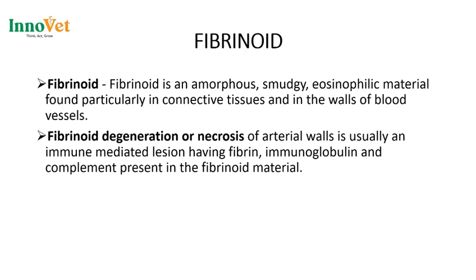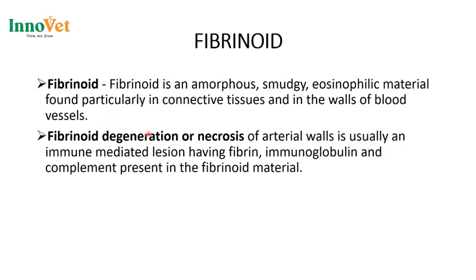Another abnormal extracellular deposition is fibrinoid. We shall appreciate this more within the arteries, the artery walls. Fibrinoid is an amorphous smudgy eosinophilic material, eosinophilic meaning it's pink staining, found particularly in connective tissue and the walls of the blood vessels, as I said before, more specifically in the arteries.